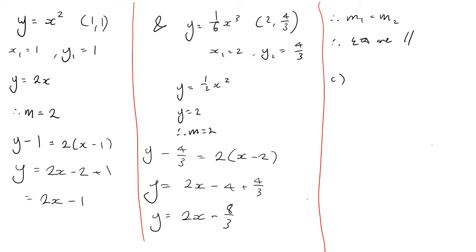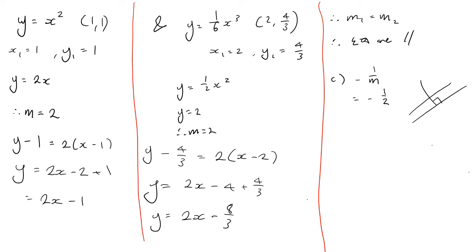Okay, and part C. Well, the last step is to find the perpendicular distance between them. To find this, we need to consider the normal of the two tangents. So the normal has a gradient of negative 1 on m. Therefore, the gradient would be negative half. And the normal is a line that passes through the tangents perpendicularly. So it's like that.